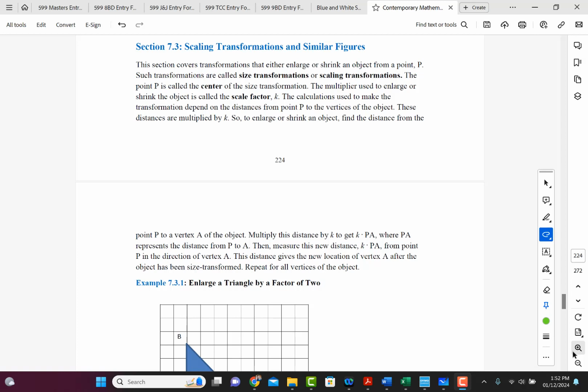Then measure this new distance, K times PA, from point P in the direction of vertex A. This distance gives the new location of vertex A after the object has been size transformed. Then repeat this for all of the vertices of the object. Okay, so let's look at this example here.